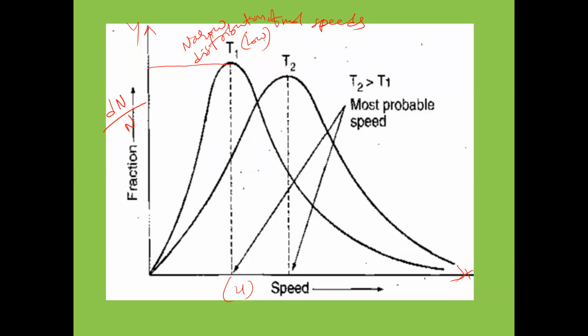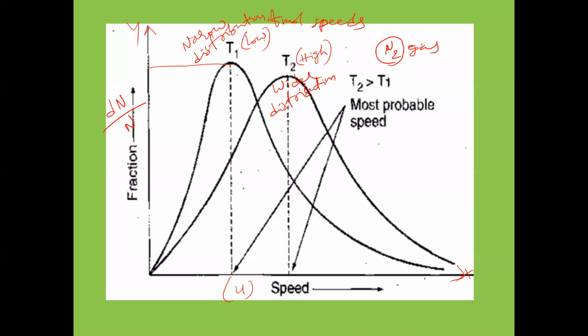Now, when you increase the temperature of the given gas from T1 to T2, this is for the same gas, let it be nitrogen gas. For the same gas at two different temperatures, this is the curve of nitrogen at low temperature, and this is the curve of the same nitrogen at high temperature. When the temperature is high, we have a wider distribution of molecular speeds.